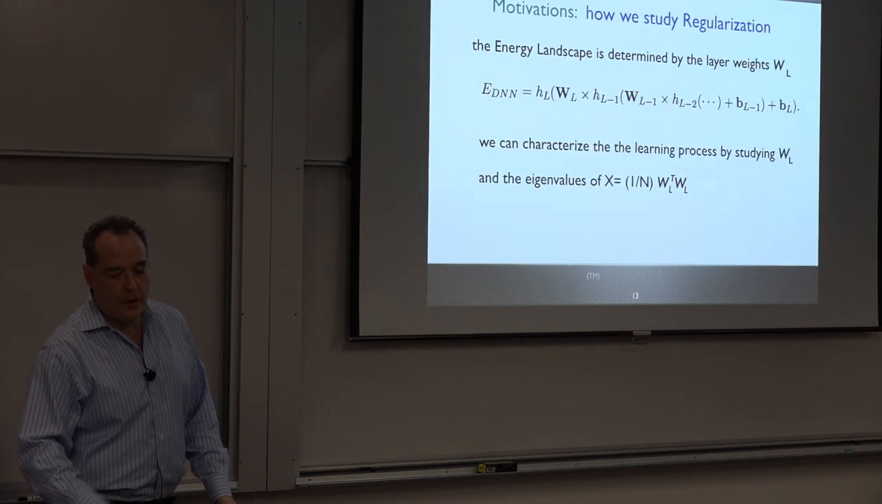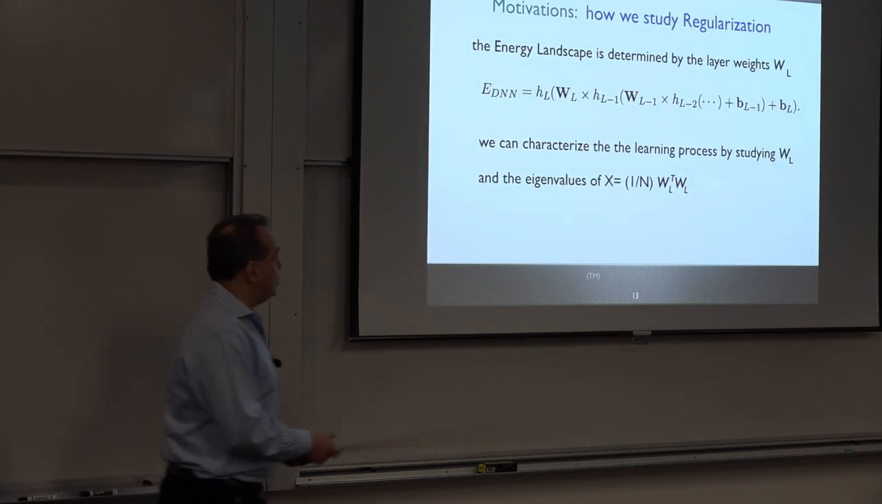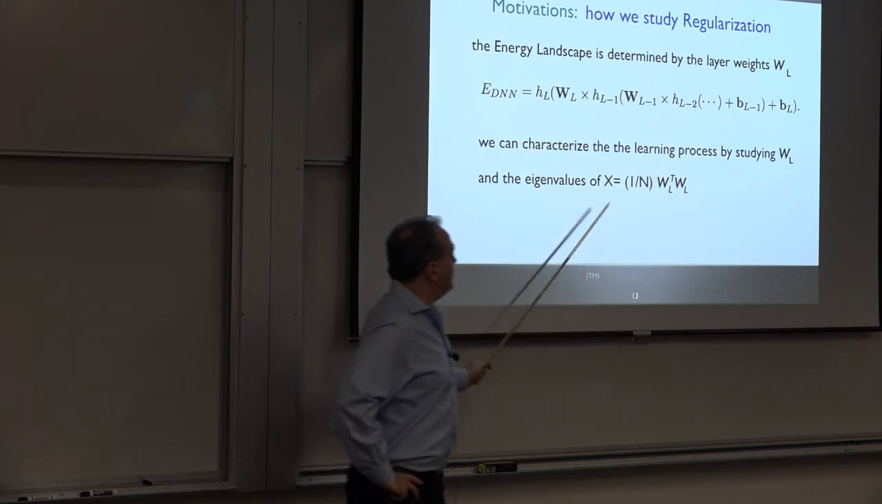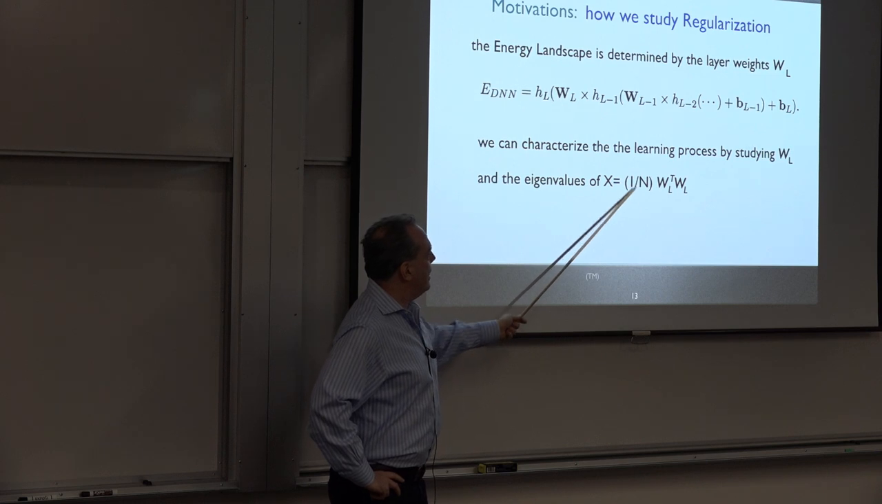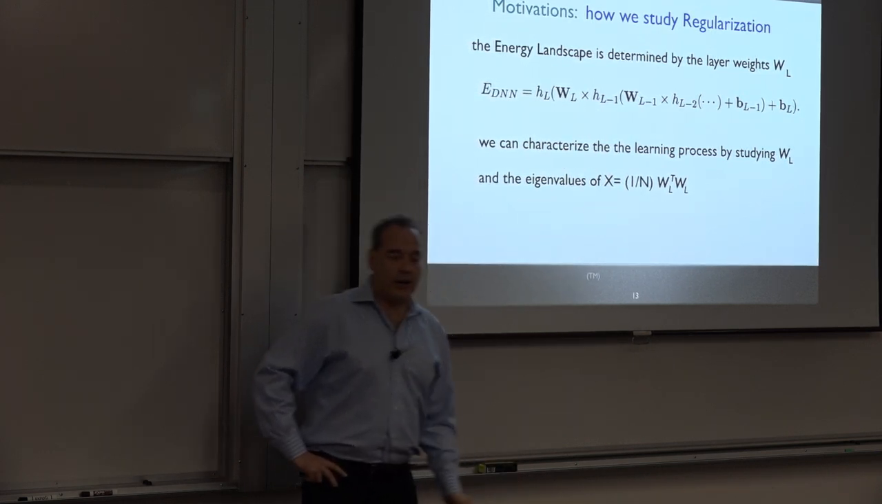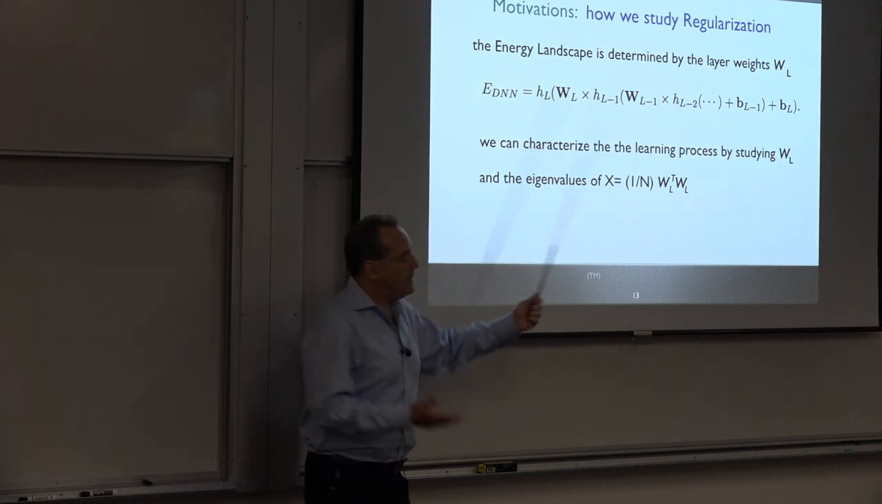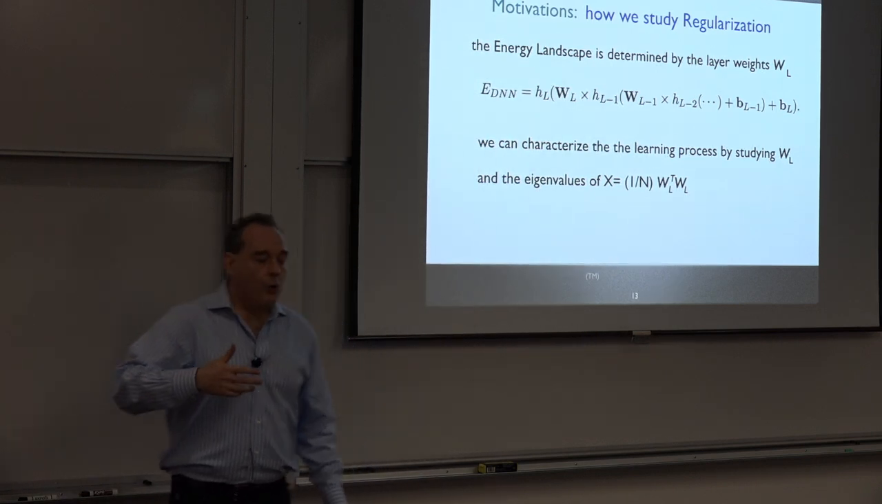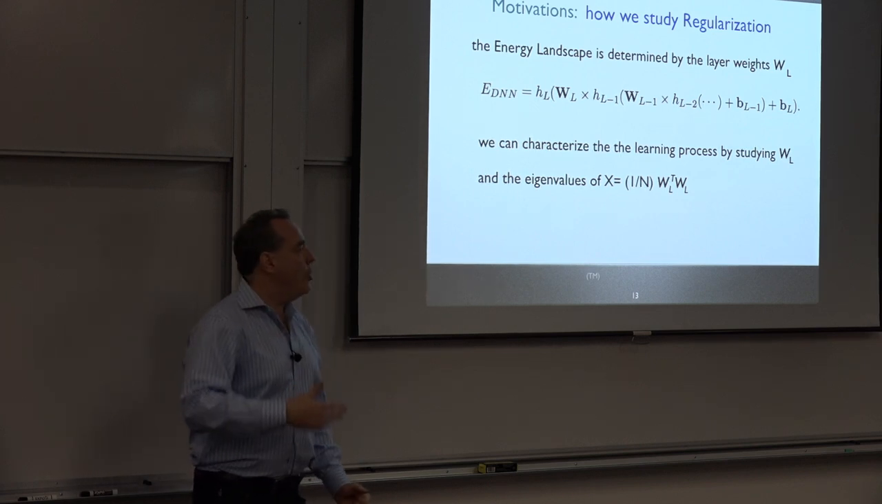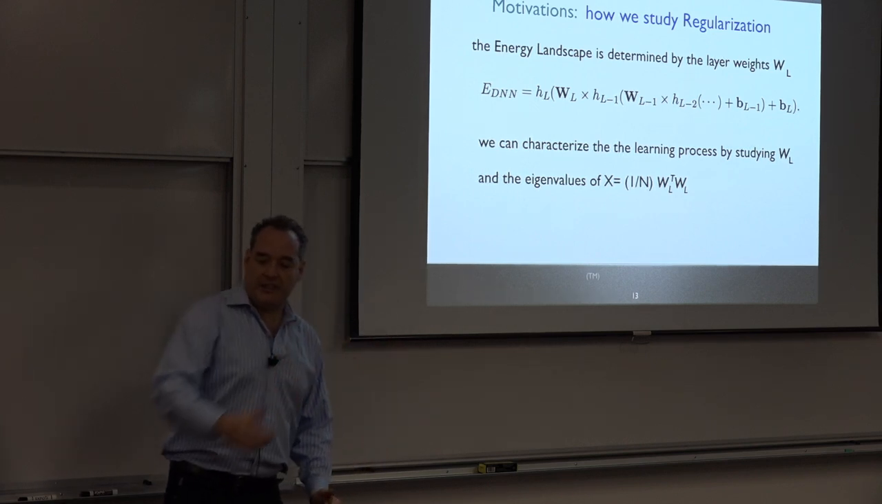So what I'm going to do today is look at the energy landscape by looking at the weight matrices and their correlation matrix. We're going to study the correlation matrix and try to understand: is there a scale cutoff? What's happening in these weight matrices? What happens when you apply other types of regularization, like dropout or decreasing the batch size? What is happening internally to the network?